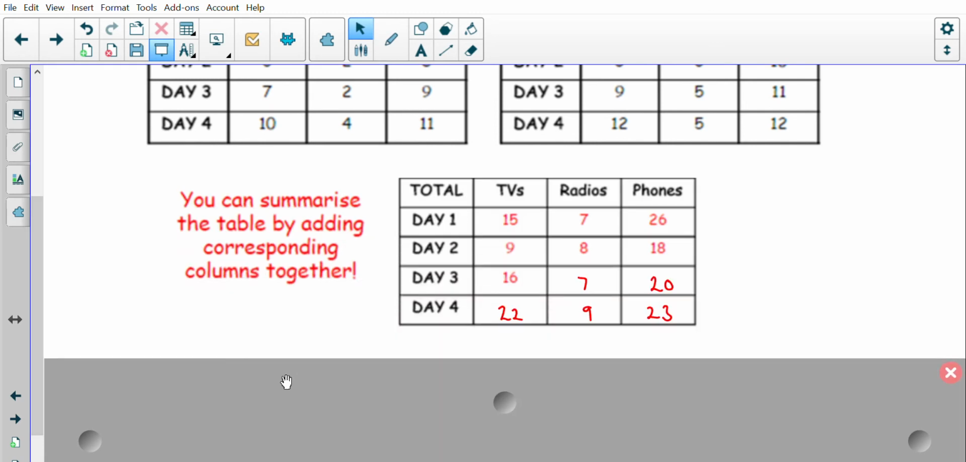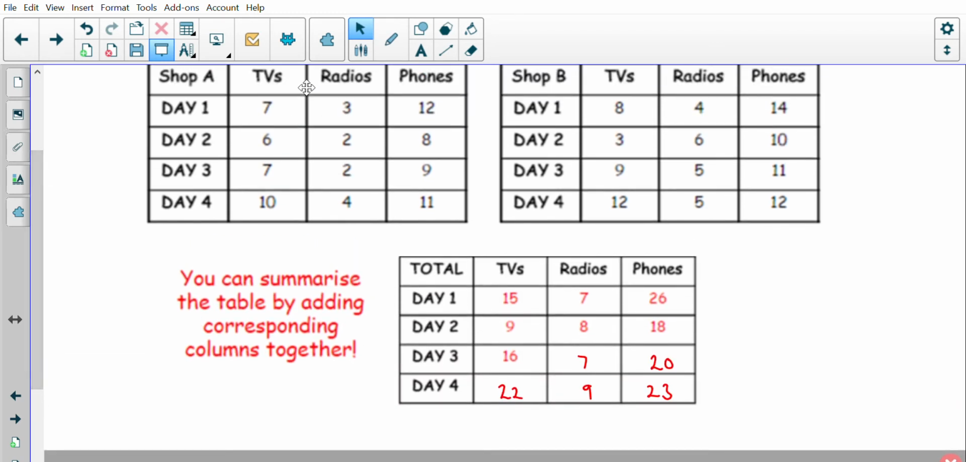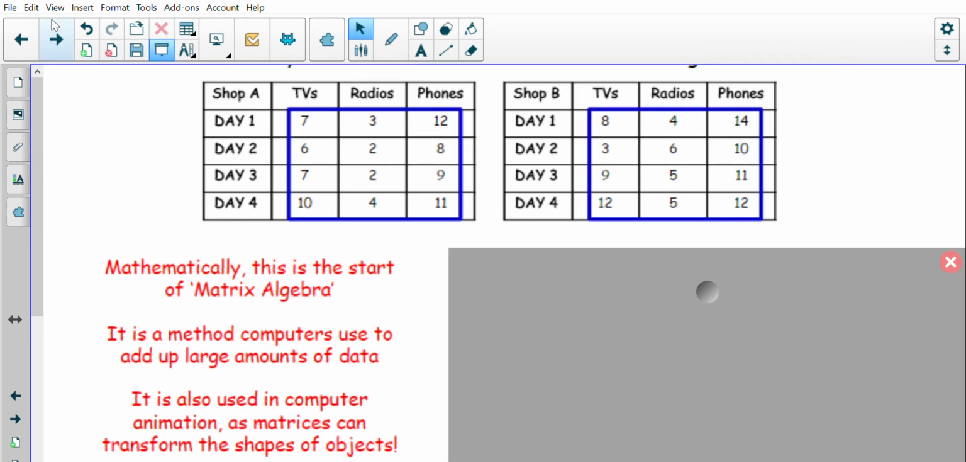So you should have ended up with one table with the totals for each item per day. So for example, we take the 7 TVs sold in shop A on day 1 and add the 8 TVs sold in shop 2 on day 1 to get 15 TVs in our combined table. This is the start of matrices.